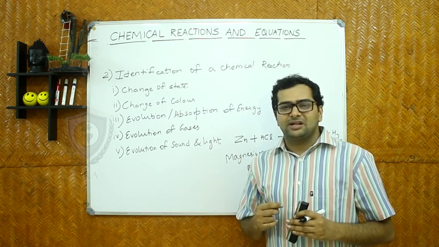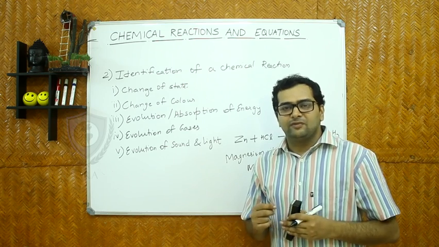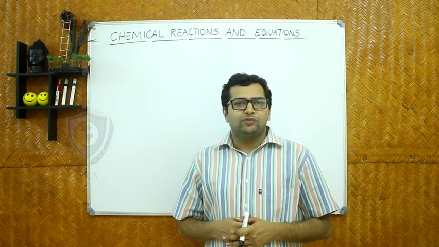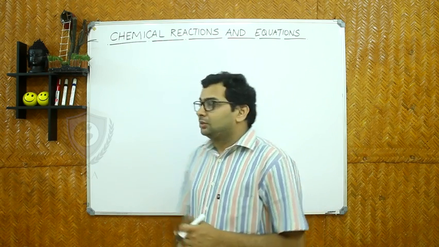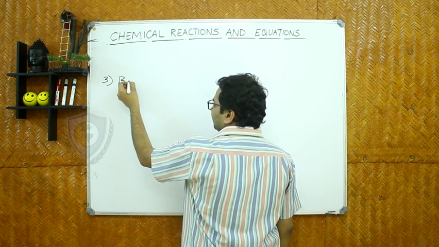Prior to this, we will just understand what all are the different components of a chemical reaction, and then we will go into balancing a chemical reaction. So now we move to the third part, which is balancing the chemical equation. So let's look at how to balance a chemical reaction.